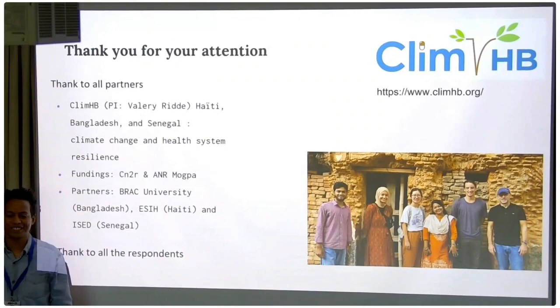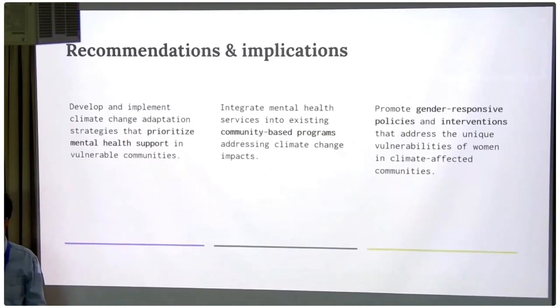Hi, thanks for a nice presentation. Going back to your recommendations, how was it formulated? Prioritize mental health support in vulnerable communities. How realistic is that? I mean, is it feasible when the most basic needs like access to clean water, access to food are not covered? How can you make sure that policymakers in this area will even consider prioritizing this?